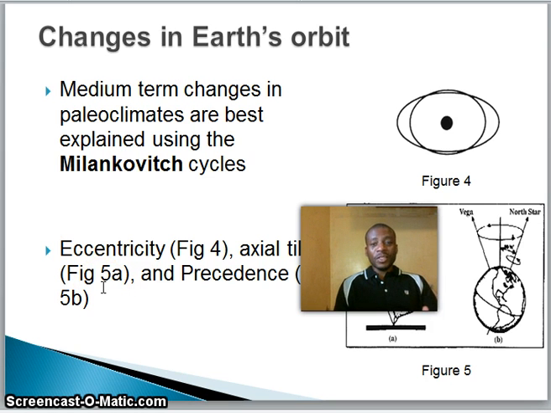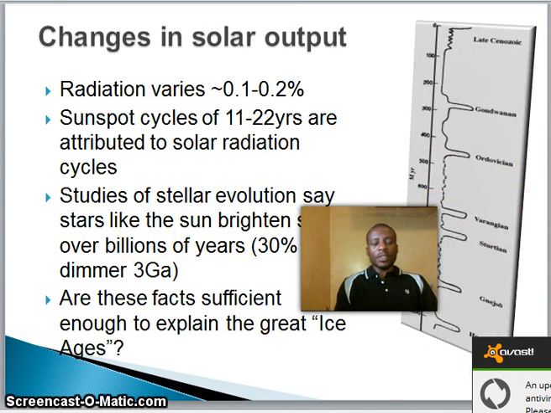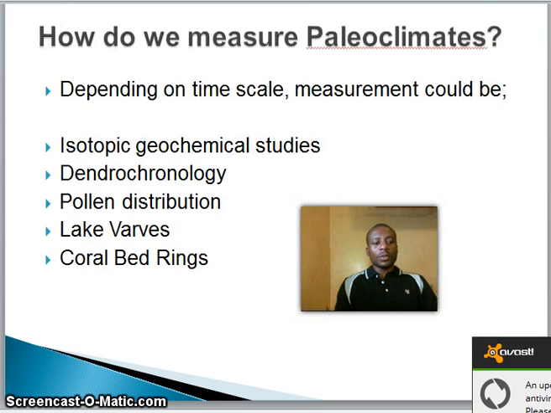But then the question is, what's the frequency of these cycles, and can these cycles actually match those peaks and troughs we find in the record in the previous slide, which I've just brought back to show you? I don't think so.